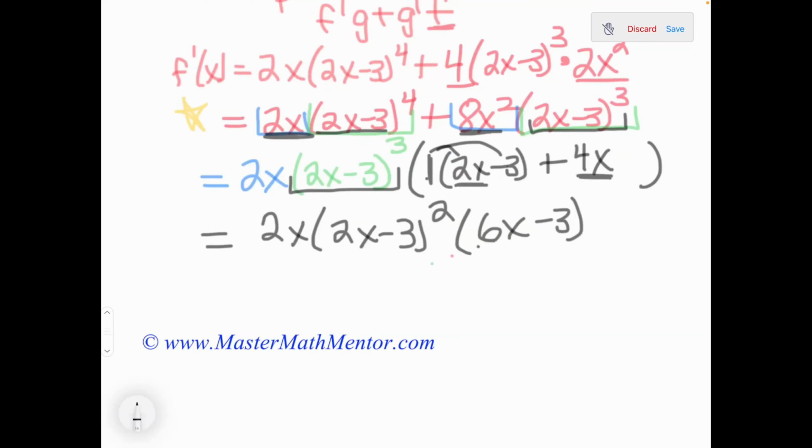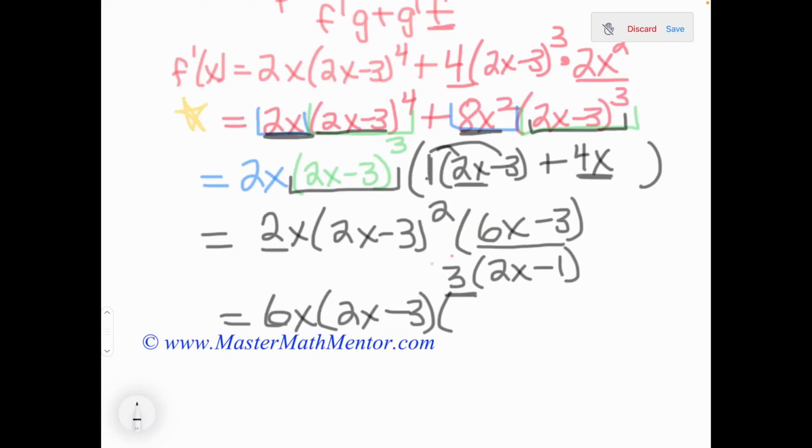But there's still a common factor of 3 in here. So we can factor that 3 out. And when we factor that 3 out, we're left with 2x minus 1. And then we can multiply this 3 and this 2 together. So we get 6x times 2x minus 3 times 2x minus 1. And this 2x minus 3 should be to the third power. 2x minus 3 to the third power.